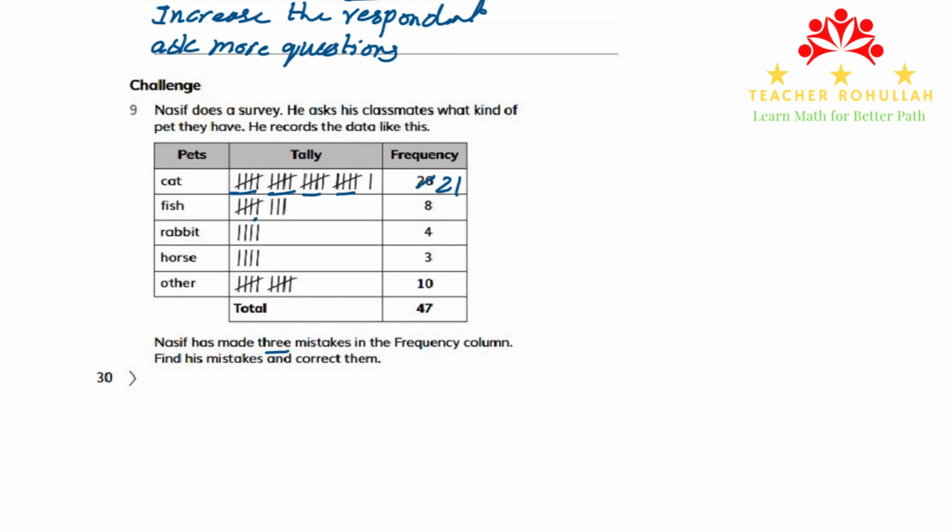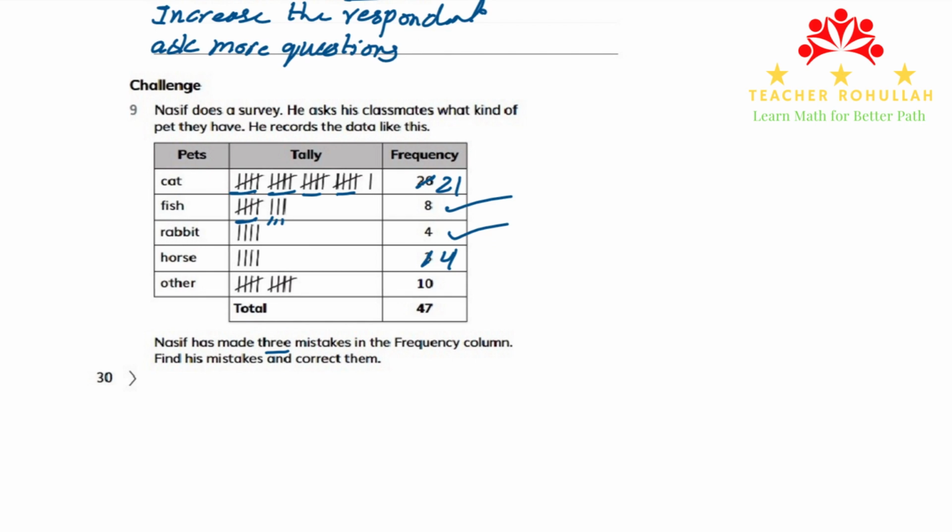For fish, 5, 6, 7, 8. This is correct. For rabbit, 4. This is also correct. For horse, also 4. This is wrong. This should be 4. And for others, we have 10. So this is also correct. We have found 2 of the mistakes.